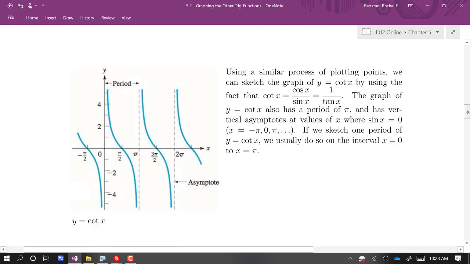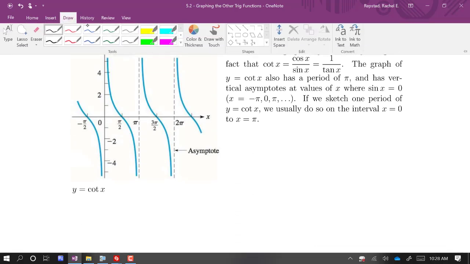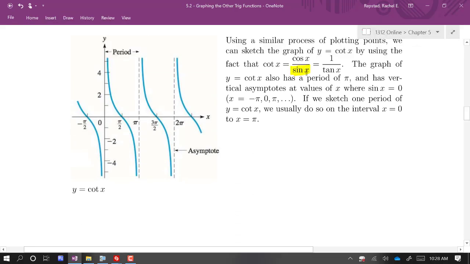With cotangent, cotangent is cosine divided by sine, and so we get a vertical asymptote wherever sine is equal to 0, and sine x is 0 at pi and at 2 pi, right? All the multiples of pi. We get a similar behavior, right? The similar kind of basic shape of the graph, and then just the asymptotes happen at different values.